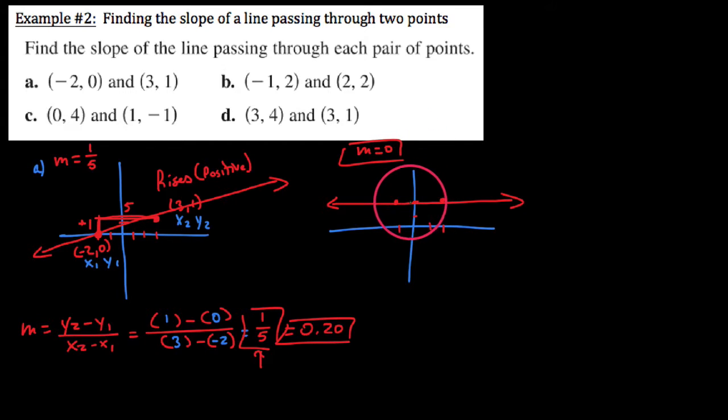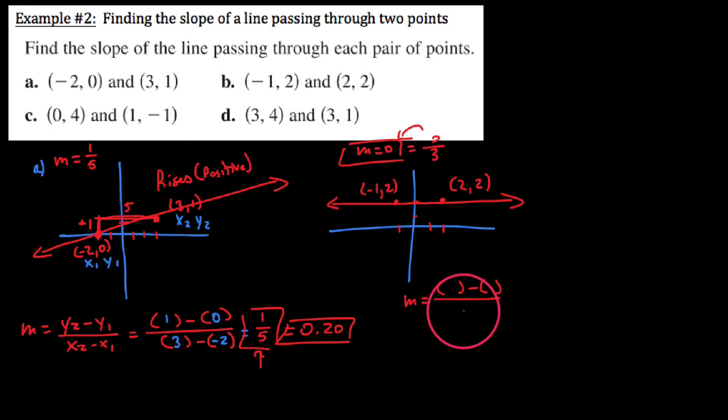But again, if I wanted to find this visually, we could say it rises 0 and runs, from negative 1, 2 to 2, 2, it runs negative 1 to 2, that runs 3. We still get 0 for the slope. And also with our slope formula, we could say that m is the change in y over the change in x. So our change in y values, 2 minus 2, doesn't change at all. And then our change in x values, we get 2 minus a negative 1, which gives us a 3, and still earns us a slope of 0. So this is a horizontal line.